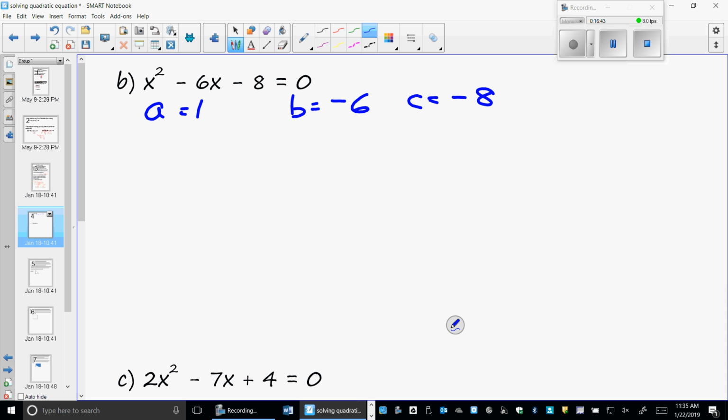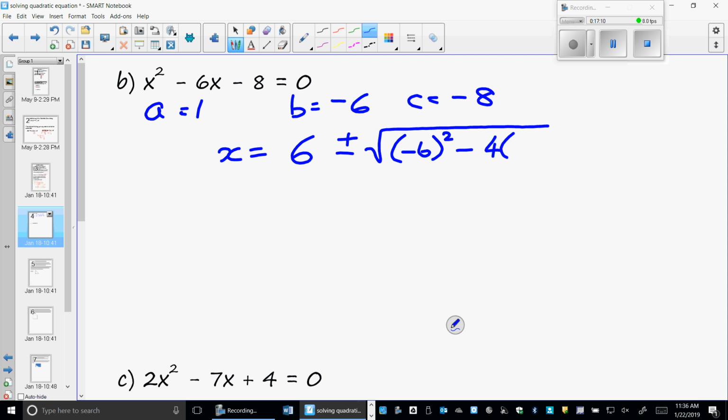We're then going to put them into that formula. Now remember, it's minus B. So what am I actually going to write here? 6. Positive 6. Yes, you're happy with that? I'm trying to make sure it's 6 and not B. Plus or minus -6 squared. Now remember, as I said, you need to clear brackets, otherwise it can go horribly wrong. Minus 4 brackets 1 brackets -8 over 2 brackets 1. So there's my formula I've written in.